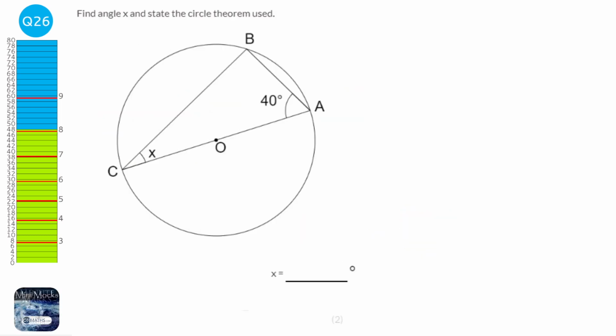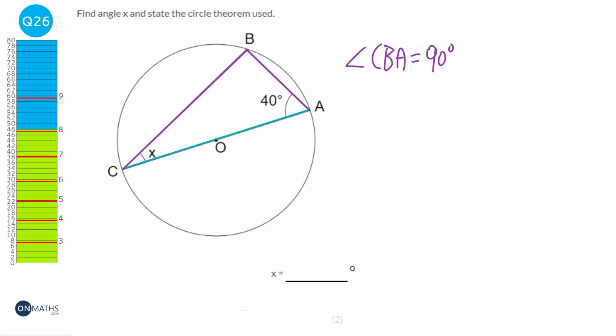First thing I noticed with this question is we've got a diameter and we've got an angle coming from the diameter, and anytime you've got an angle coming from a diameter, that angle will be 90 degrees, will be a right angle. So angle CBA is equal to 90 degrees, and we need to write down the reason. The reason is angle in a semicircle.